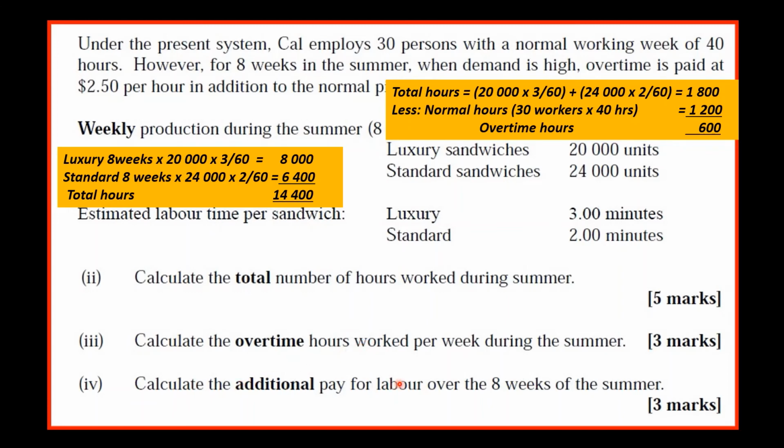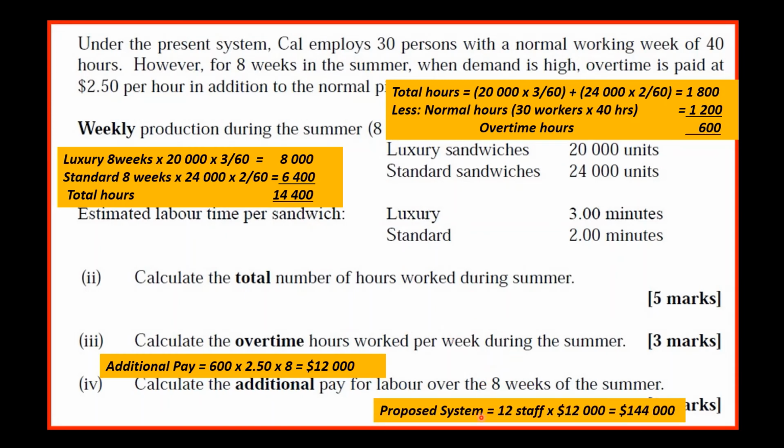Calculate the additional pay for labor over 8 weeks of the summer. The additional pay would be the overtime pay by 250 for 8 weeks. And it'll be $12,000. Okay. This other part is supposed to come on the other slide. Proposed system equals 12 staff by 12,000 equals $144,000.